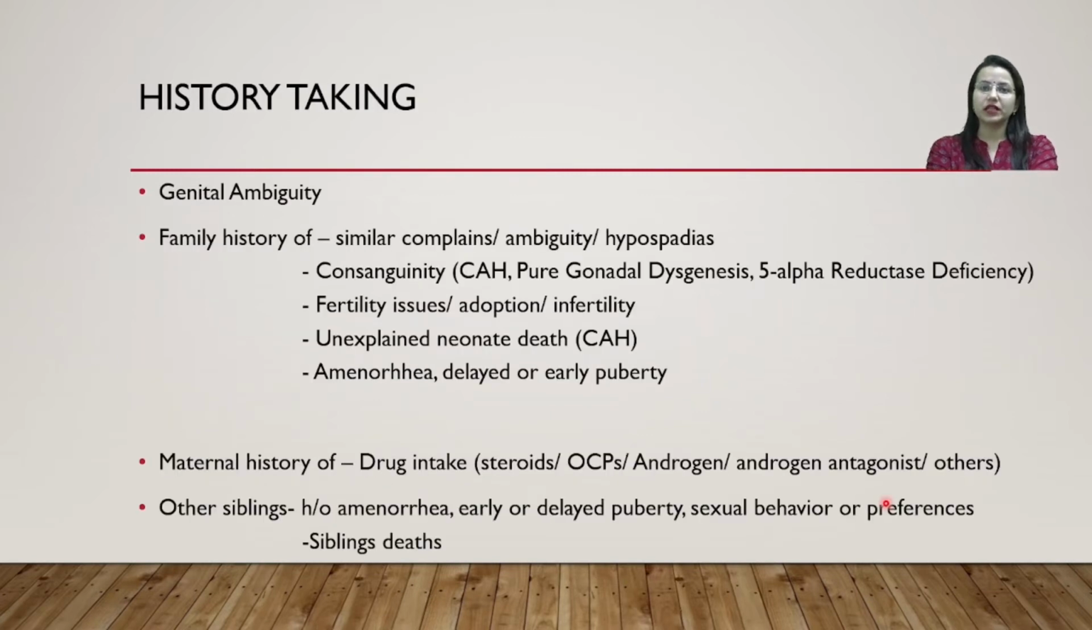In history taking, a family history of similar complaints should be taken into account. A history of consanguinity, fertility issues, adoption, infertility is a must. Any history of unexplained neonatal death in the family is of paramount importance, especially when a case of CAH is suspected. Then, family history of amenorrhea, delayed or early puberty is also helpful. A detailed history of maternal drug intake should be taken, and other siblings should be evaluated, and it should be noted if they had any history of amenorrhea, delayed puberty, sexual behavior or preferences.